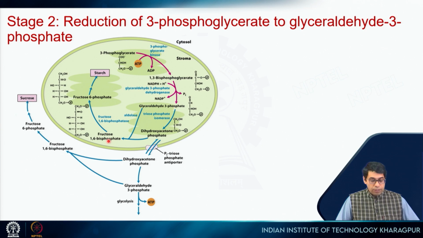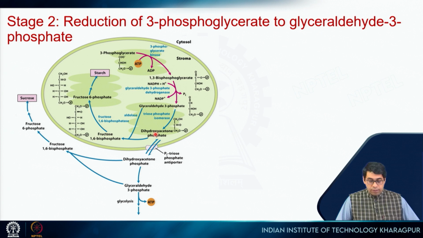Fructose 1,6 biphosphate, one of the phosphate groups will be removed by fructose 1,6 biphosphatase. So, the first phosphate group is removed. Okay. So, this phosphate group is removed and it becomes fructose 6 phosphate, this molecule. Now, fructose 6 phosphate can be used to synthesize starch, which will be the storage form of the sugar molecules, right.